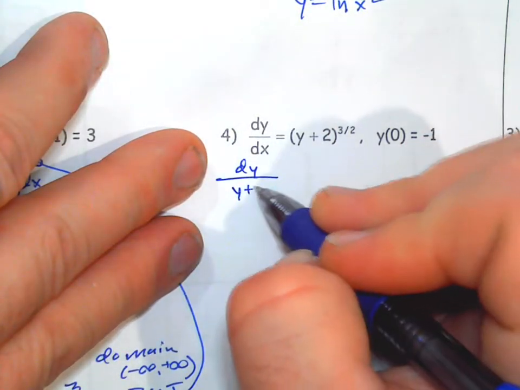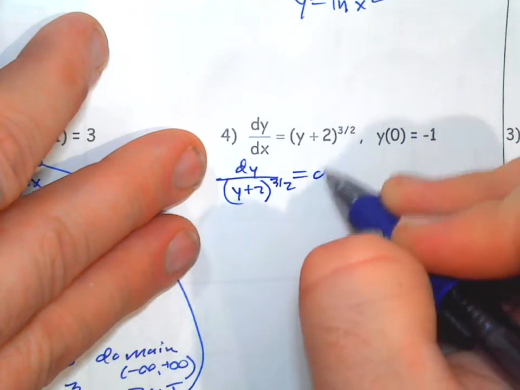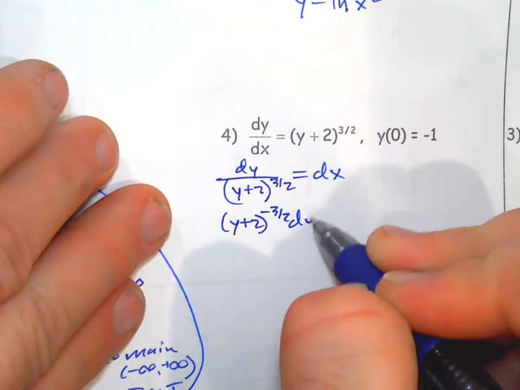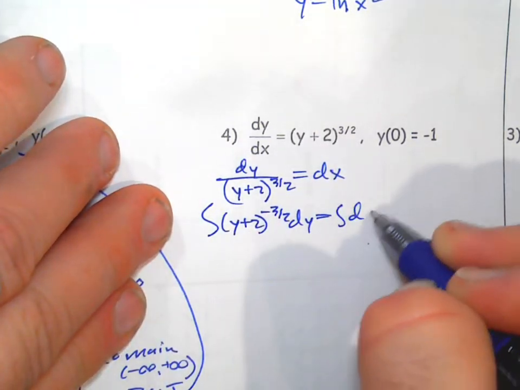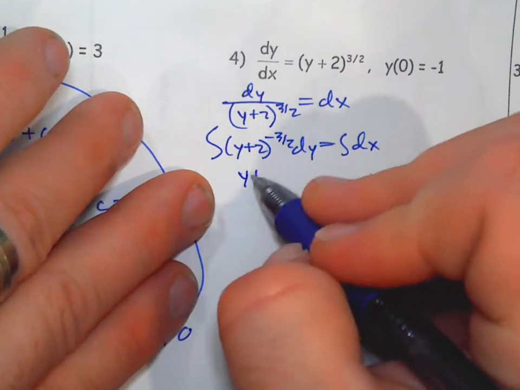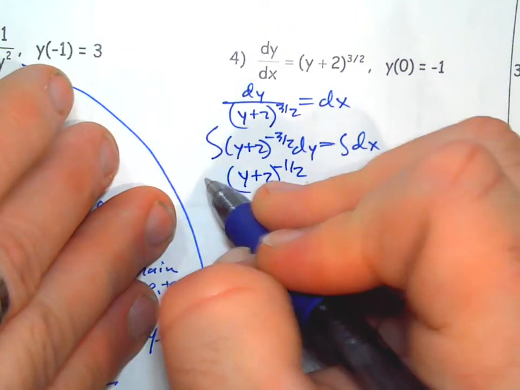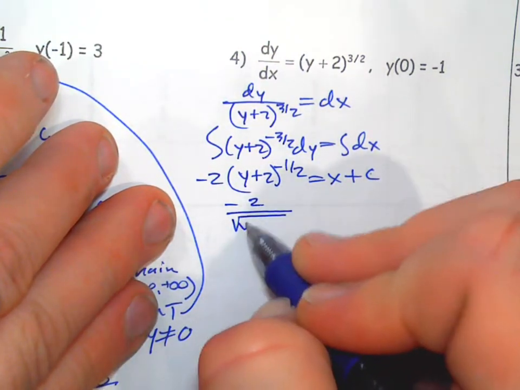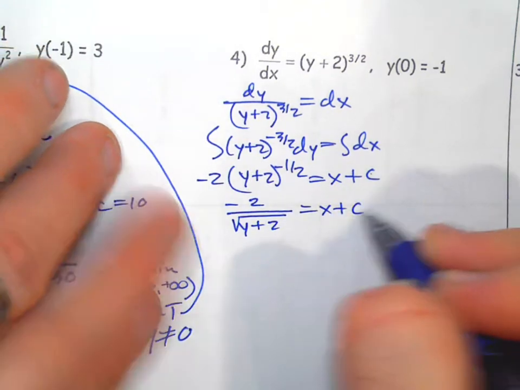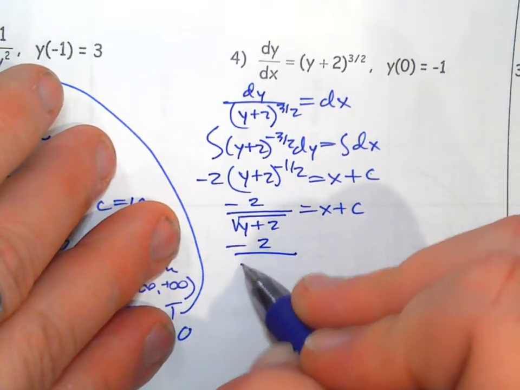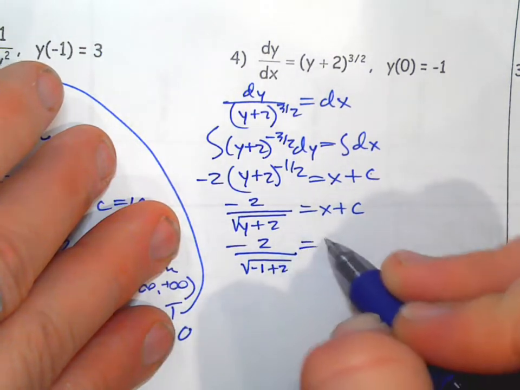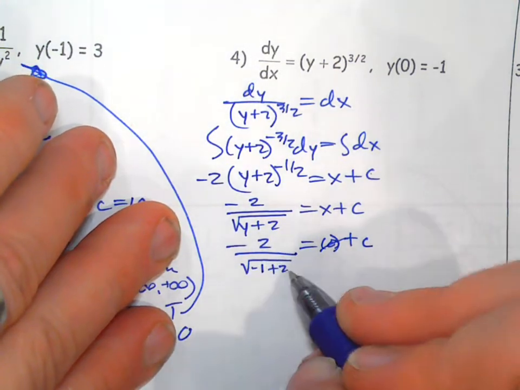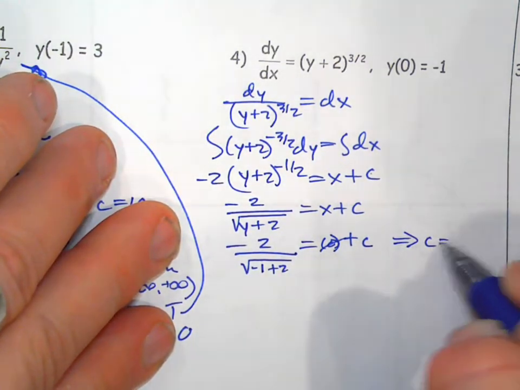Separate the variables. I'm going to rewrite this as y plus 2 to the negative 3 halves because it's a power rule, and I just feel like that makes it easier. So this is going to be y plus 2 to the negative 1 half divided by the new exponent equals x plus c. I'm going to rewrite this as negative 2 over the square root of y plus 2 equals x plus c. Plug in the initial condition, plug in negative 1 for y, 0 in for x. That's going to be square root of positive 1 is 1, so c equals negative 2.